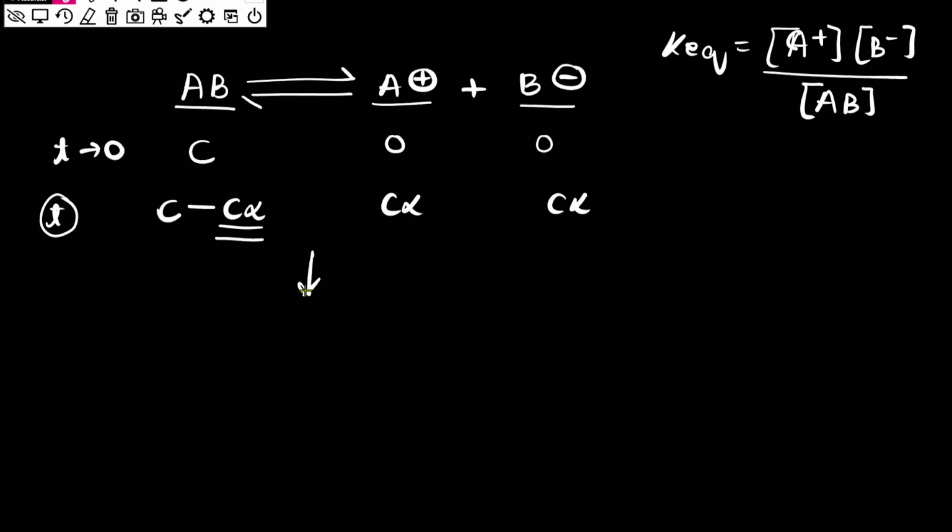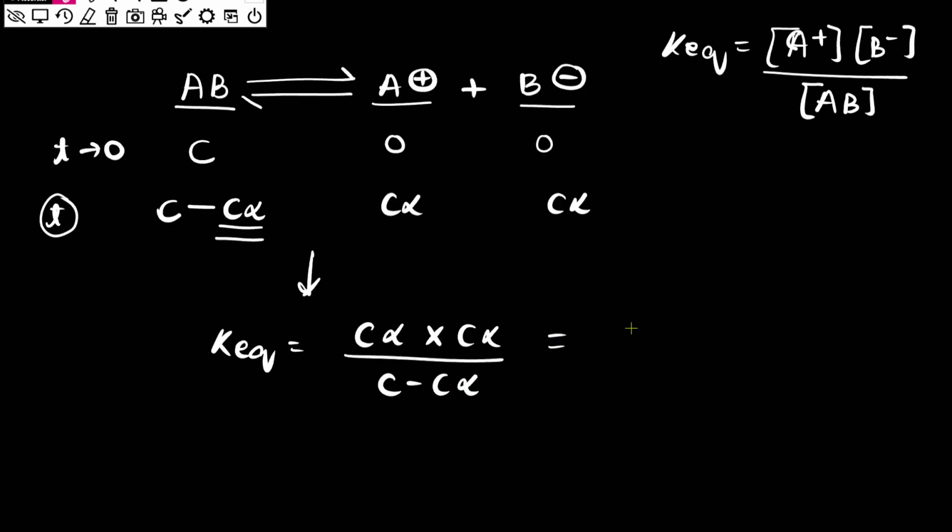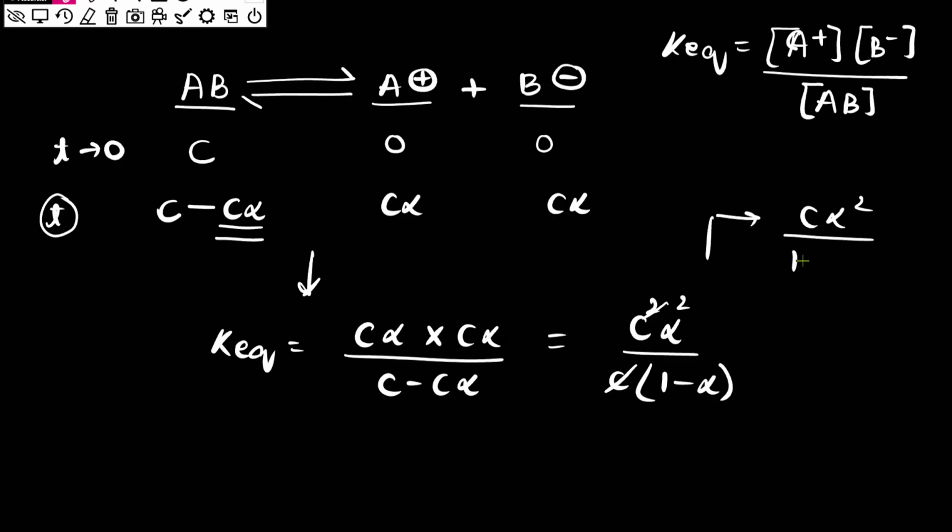So in this condition, our K equilibrium will become what? Our K equilibrium will become C alpha multiplied by C alpha upon C minus C alpha. We can also write it as C square alpha square upon C into 1 minus alpha. And if I cancel this C with this C, it will turn out to be C alpha square upon 1 minus alpha. Now this alpha is very small. It is very small for weak electrolytes. See, I will tell you how.